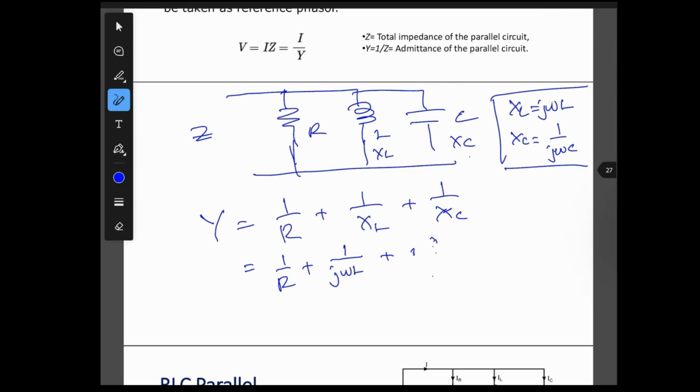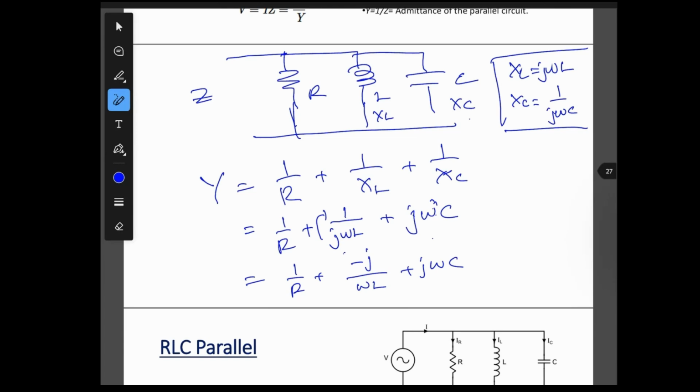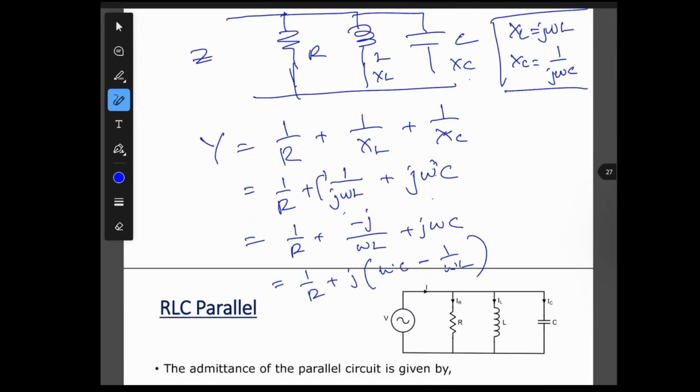That is j omega C. Now we can bring j to the top, so we get 1 over R plus minus j over omega L plus j omega C. Now we can combine both j terms, and it becomes 1 over R plus j(omega C minus 1 over omega L). This is what we call admittance.